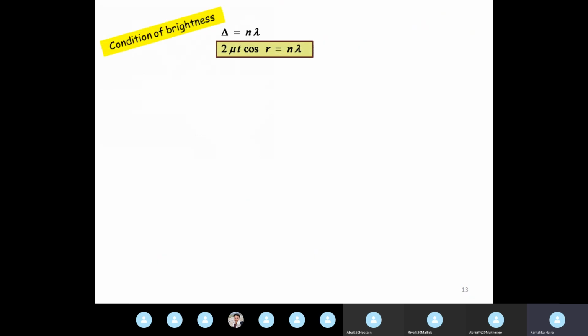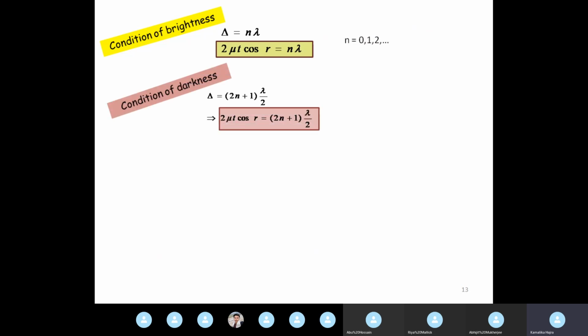So therefore, the condition of brightness, delta equal to n lambda, is simply 2 mu t cos r equal to n lambda, where n are integers, and the condition of darkness is delta equal to (2n plus 1) lambda by 2. So 2 mu t cos r equal to (2n plus 1) lambda by 2, n equal to 0, 1, 2 integers. Simpler in the case of transmitted rays. All right.